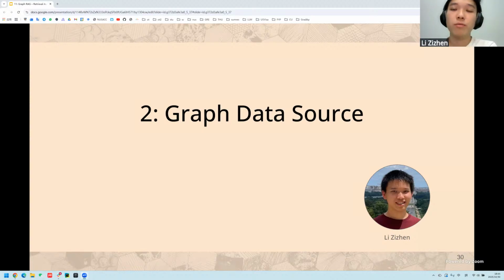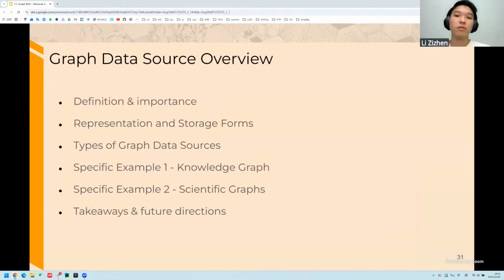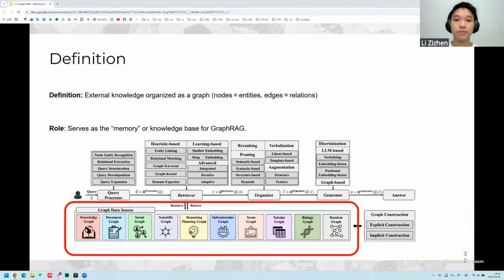Okay, so hi everyone. I will talk about the graph data source component of the GraphRAG framework. First I will talk about the definition and its importance, followed by some common representation and the storage form. Then I will go through some types of graph data source. I will talk about 2 concrete examples of graph data source, which are knowledge graph and a scientific graph. And I will talk about some takeaways and future directions.